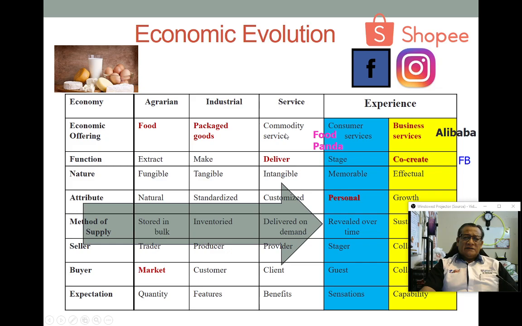After the commodity service, the economy moves towards experience, which is based on consumer services. Food became abundant and commodity became service, so people focus more on getting a better experience to get food, for example ordering from a food delivery service like Food Panda or Grab Food. That is the consumer service side. The other part of the experience-based economy is business services, so you could acquire business-to-business services from Alibaba, for example. So you can see the move from agrarian towards service nowadays, and later towards a good experience for the customer.